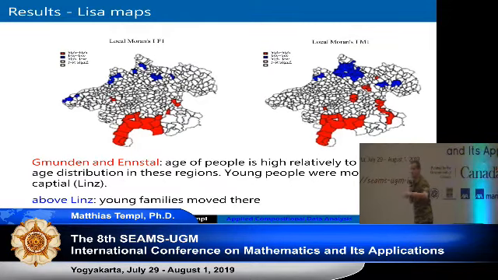So young families moved somewhere away from this region. And what we see here around Linz is that many young families moved there. We can interpret that just by looking at the scores in the first two principal components. We would see that young families moved there.